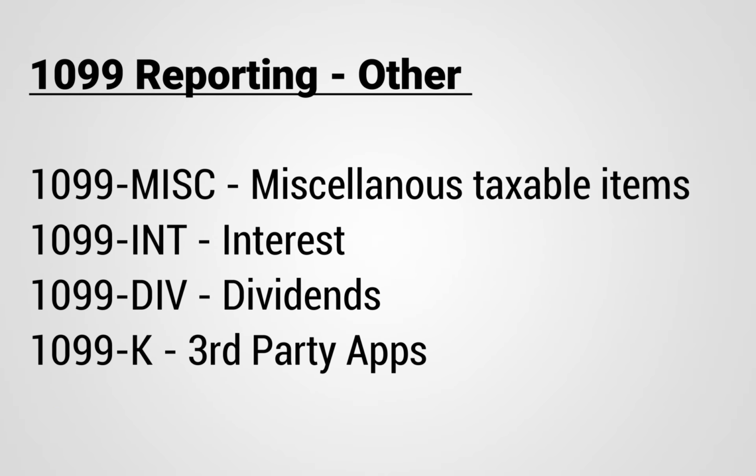I'm not going to go into great detail, but I did want to mention there's a couple other types of 1099s. 1099-MISC, this is the miscellaneous tax items. You can look and see what qualifies for a 1099-MISC. 1099-INT, this is for interest. 1099-DIV, this is for dividends. And 1099-K, this is one of the newest 1099s. That is for third-party apps. If you receive compensation from a third-party app, you might end up getting a 1099-K.